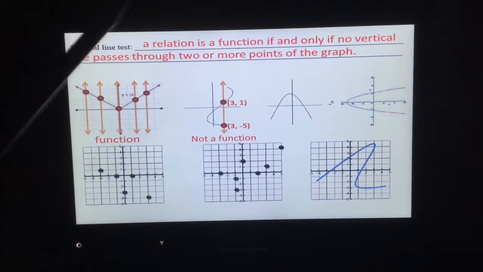Go ahead and do the next 5 problems on your own. Again, all you're drawing is vertical lines, and you're telling me if it's a function or not. Go ahead and do that right now.